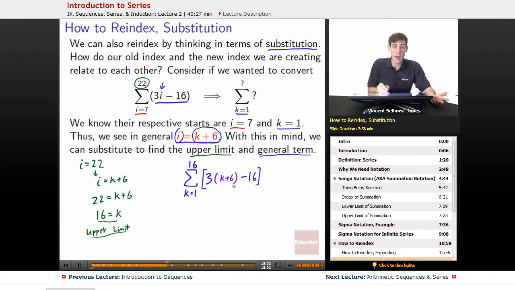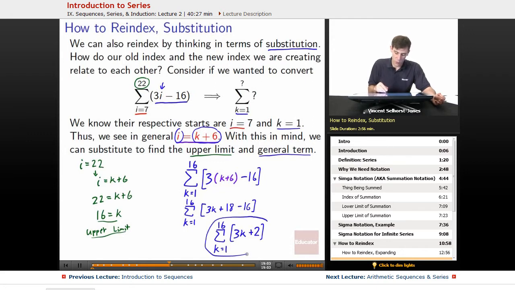So at this point, we can expand this and work this out, simplify it if we want. We could also just leave it as it is, and it would be just fine. So the upper limit and lower limit, our index, they'll all stay the same throughout. So we work this out. 3 times k plus 6 gets us 3k, plus 3 times 6 is 18, minus 16. And so we get 16 for our upper limit, k equals 1 for our index and lower limit, and 3k plus 18 minus 16 simplifies to 3k plus 2, which is exactly what we had the first time when we did this through expanding it.